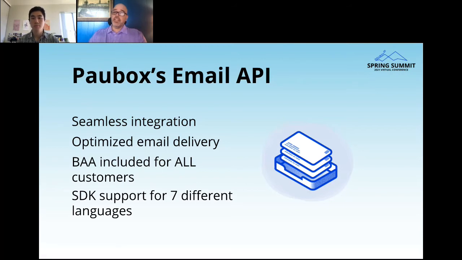The nice thing about the email delivery is that Paubox handles the optimization of the secure delivery, so that you basically plug and play the code that sends the email, and Paubox handles the encryption, whether or not the receiving end has built-in TLS encryption, or we need to create another way for them to view the encrypted message. Another big thing that Paubox offers is a business associate agreement included for all customers, which is an important part of HIPAA regulations for any service providers for covered organizations.